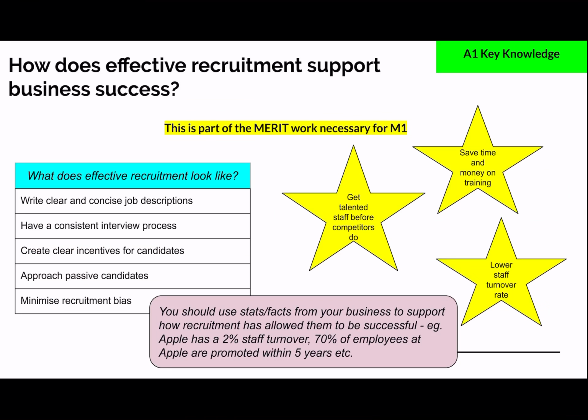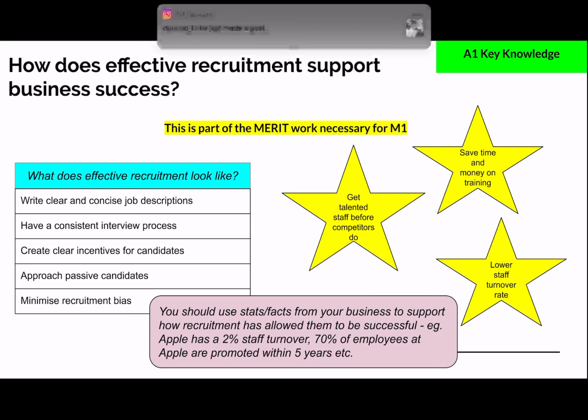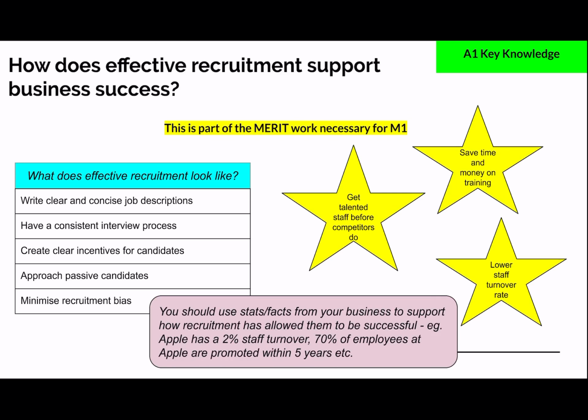When you are writing about this in your assignment, you should use statistics and facts from your business to support how recruitment has allowed your business to be successful. For example, if you were writing about Apple, you might suggest that Apple has a very effective recruitment and selection process because they only have a 2% staff turnover. That suggests that people who work for Apple are very confident and motivated within their roles. It also suggests that they are not wanting to leave because they are seeking to find another job.